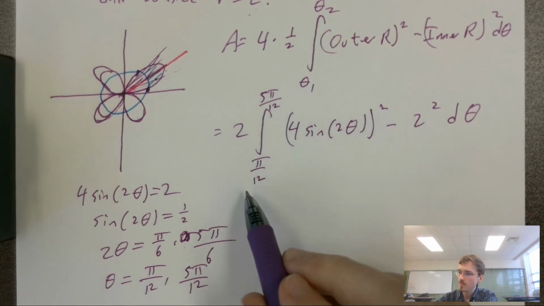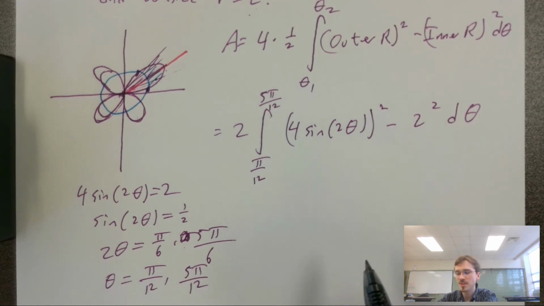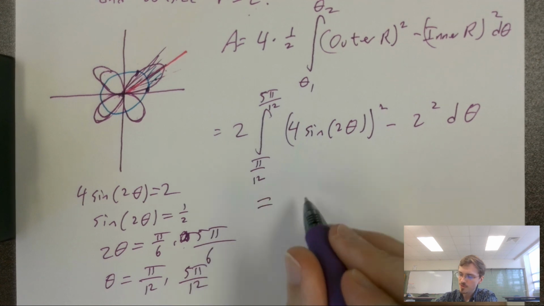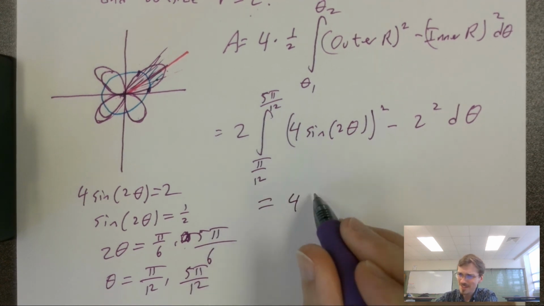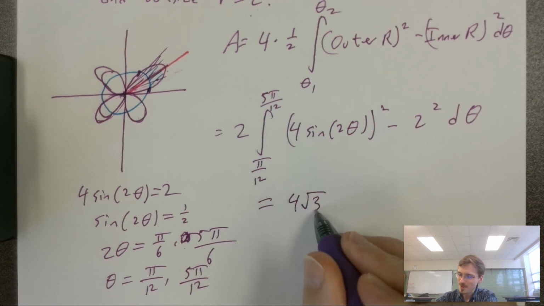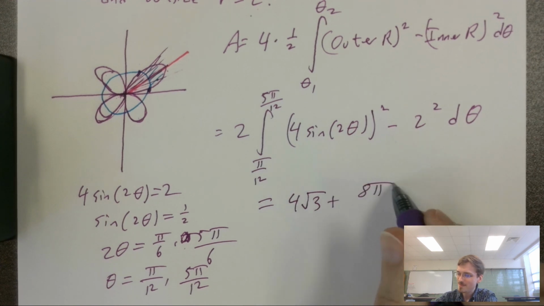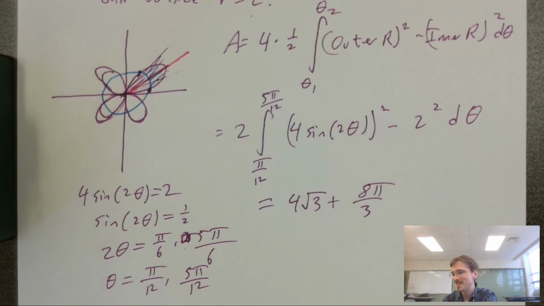And now, pause the video, make sure that you're okay with the integration. It shouldn't be too bad. And I hope you see that the answer was, hopefully, 4 times the square root of 3 plus 8 pi over 3, unless I made a mistake.